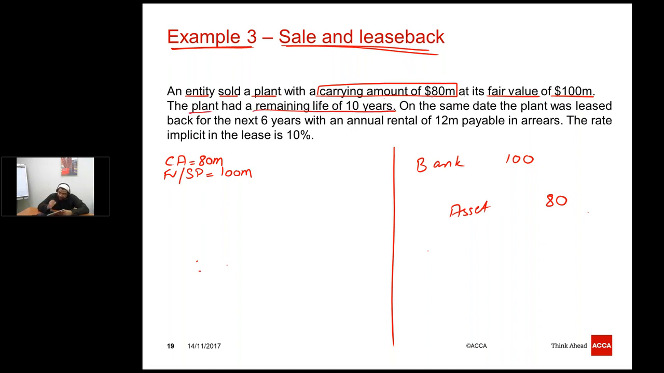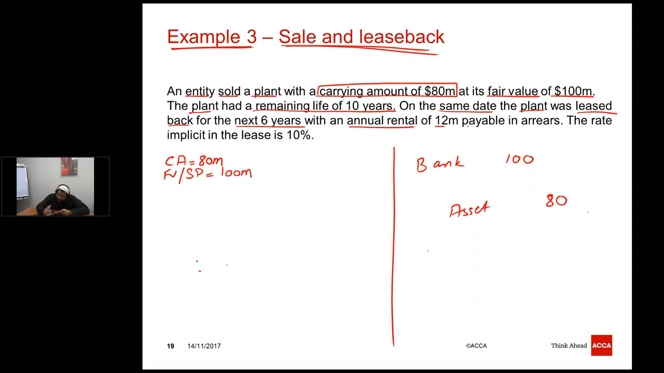The plant had a remaining life of 10 years. On the same date, the plant was leased back for the next 6 years. Out of 10 years remaining life, I'm only going to use 6 years. So am I leasing back 100% of the asset? No. I'm leasing back approximately 60%, because out of 10 I'm using only 6 years. So I have not transferred 100% of the asset; I have transferred only approximately 40% of the asset.